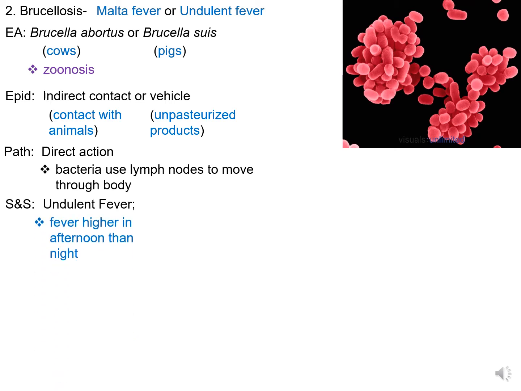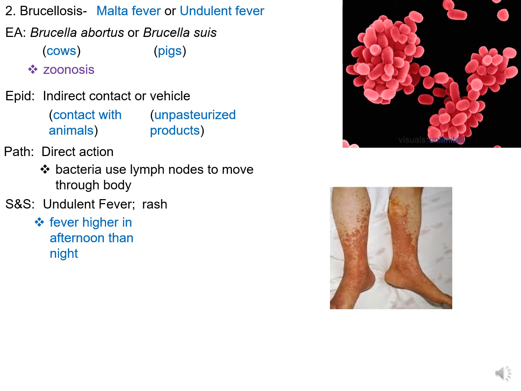Now, that means you'll have 103, 104 in the afternoon, 101, 102 at night. Now, the other big sign and symptom is going to be a nasty rash that will develop at the site of either the contact, or if you ingest it, it'll be on the abdomen. And it, as you can see here, is this maculopapular rash, very obvious. Now, again, that's in people that actually get the disease. Most of the time, it's self-limiting, and you don't even know you've had it.